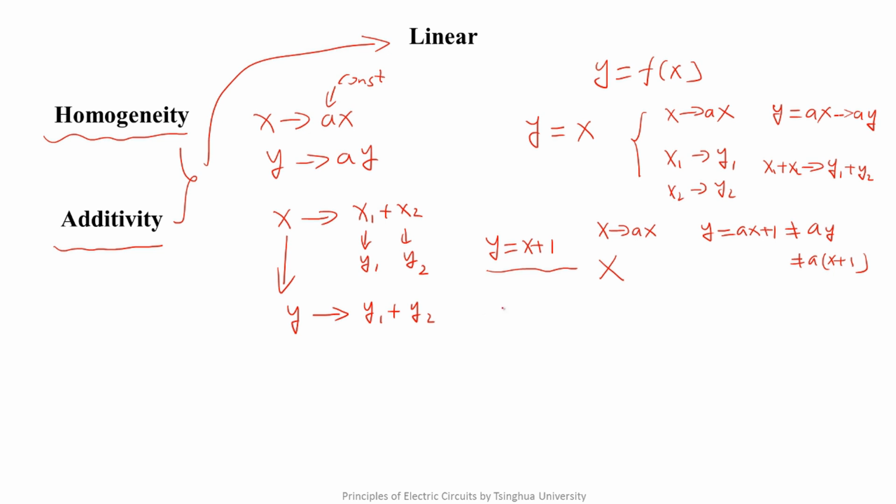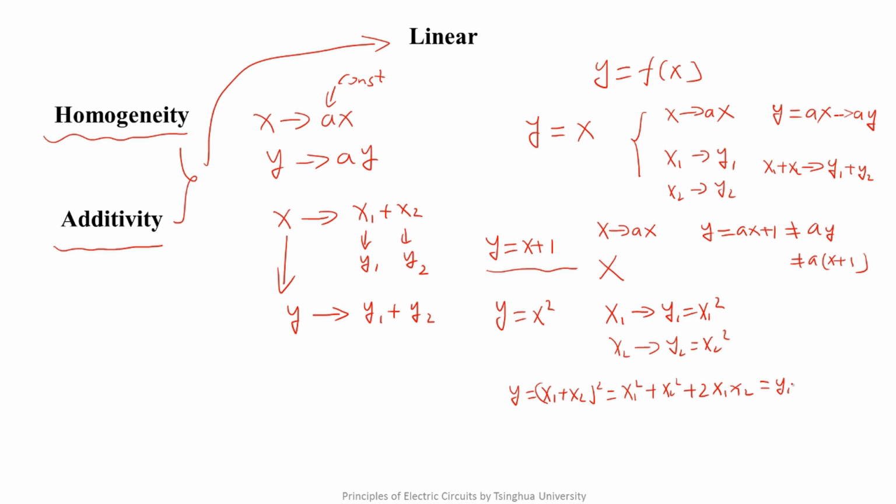Next, is y equals x squared a linear function? We verify the additivity firstly. Suppose y1 corresponds to x1 and equals x1 squared, and y2 corresponds to x2 and equals x2 squared. Then y equals x1 plus x2 squared equals x1 squared plus x2 squared plus 2 times x1 times x2. It equals y1 plus y2 plus 2 times x1 times x2. Generally speaking, it doesn't equal y1 plus y2, so it doesn't satisfy the additivity, and y equals x squared is not a linear function too.